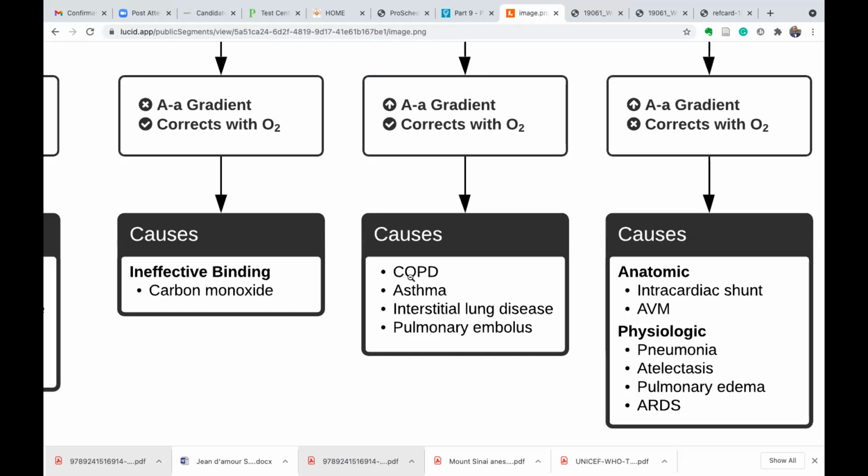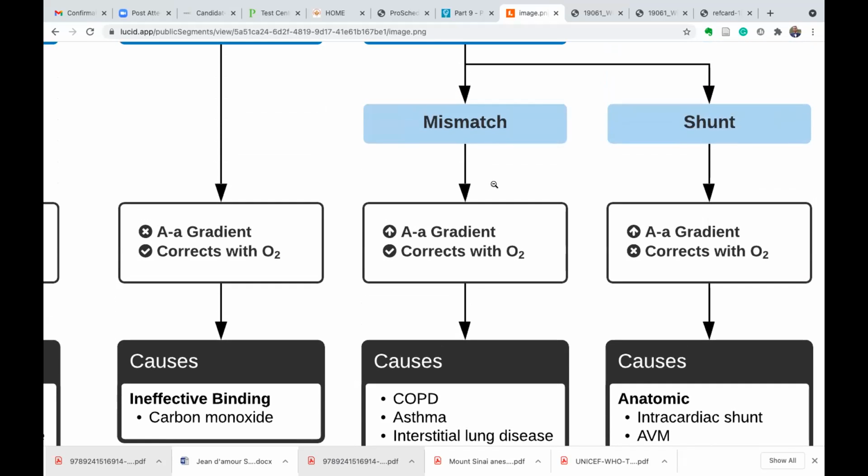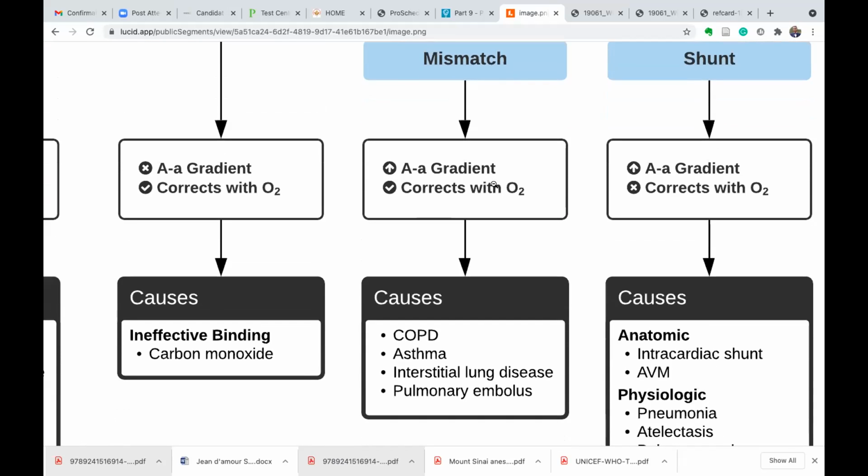Okay, so you have COPD, you have asthma, you have interstitial lung diseases, and you have pulmonary embolism. Okay, those are the causes of VQ mismatch. And the good thing is that they can be corrected with oxygen. If you give oxygen, the patient can get better.